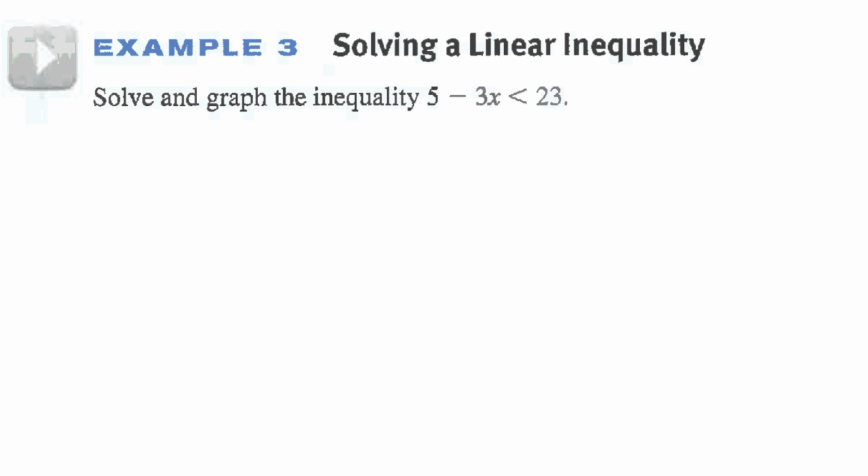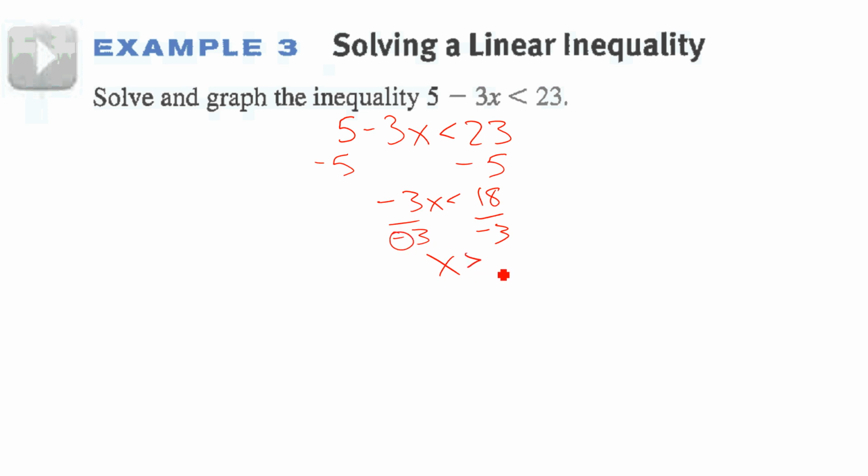All right, so an example. Let's see how we can do this. 5 minus 3x less than 23. Let's go ahead and subtract 5 first. Negative 3x less than 18. Let's divide by negative 3. X. We divided by a negative, switch the inequality. X is greater than negative 6. So this is our set notation.